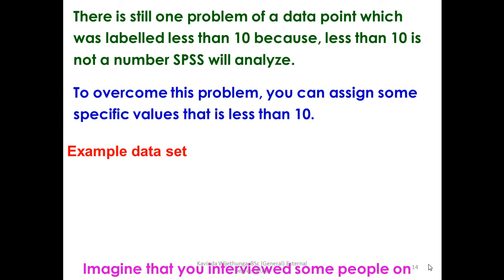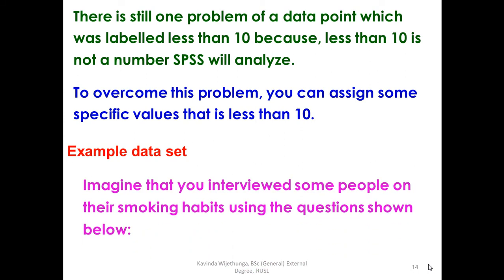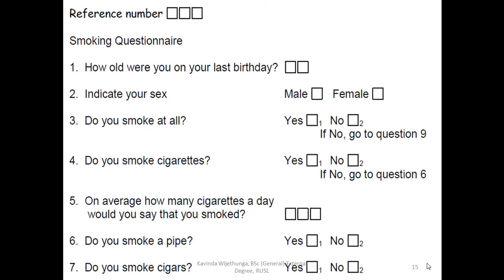Example data set. Imagine that you interviewed some people on their smoking habits using the questions shown below. You can see this is a part of a questionnaire. When we are doing research, you can use several methods such as interviews, participant observations, and many more. The questionnaire is one method. There are some questions and some answers. But how to analyze those things?